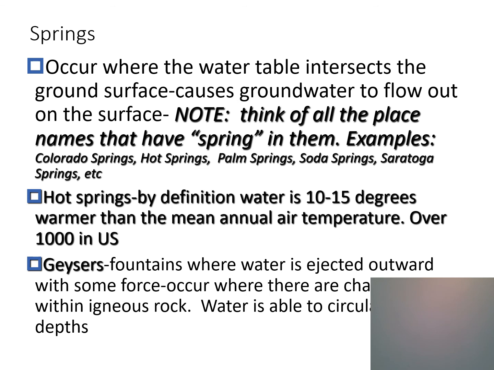Geysers happen when water is ejected outward forcefully. The water erupts, and it's because the water goes into the ground, it gets heated up, it gets under pressure, and it blasts out of the ground. And the water is able to circulate to a great depth where it's heated up.